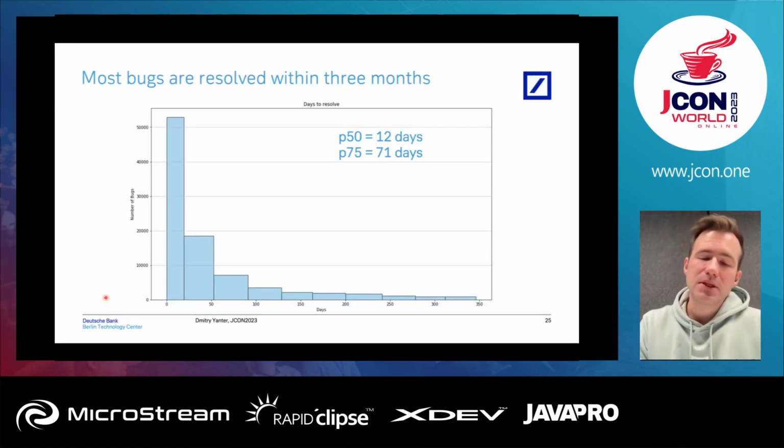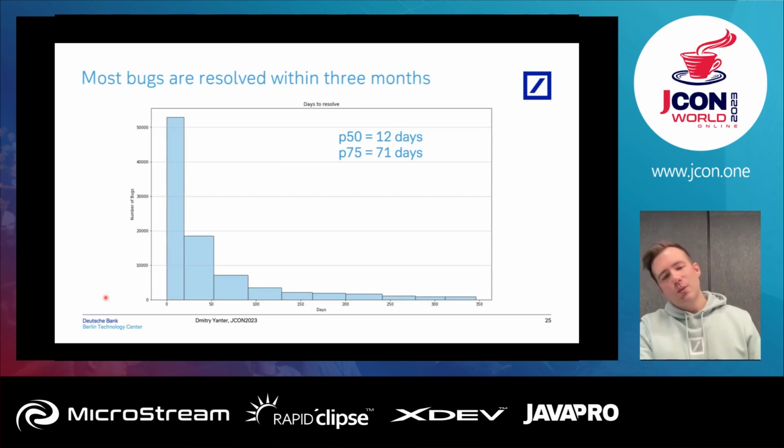and the 75th percentile is about 71 days to resolve, which kind of gives you an impression that most of the bugs are resolved within the first 3 months, i.e. the day when these were created and these were closed and released.